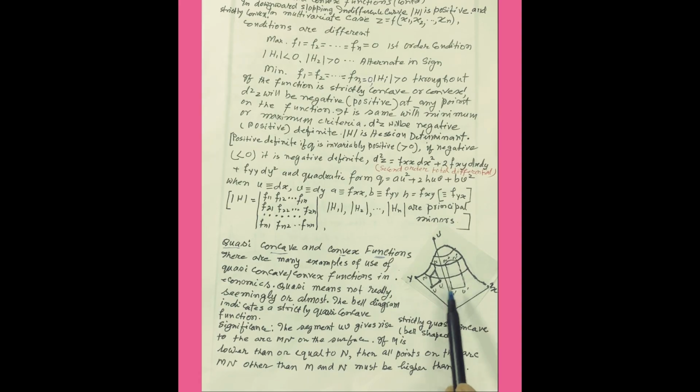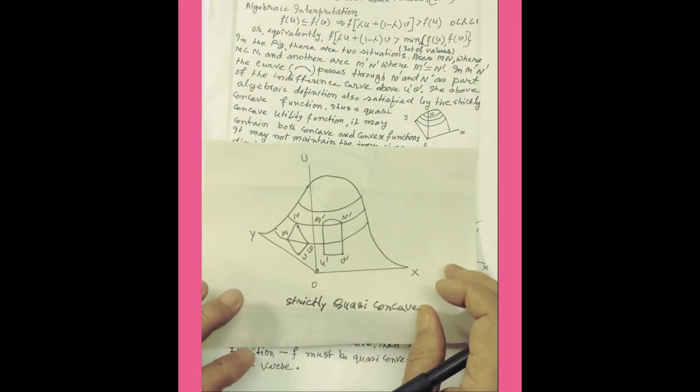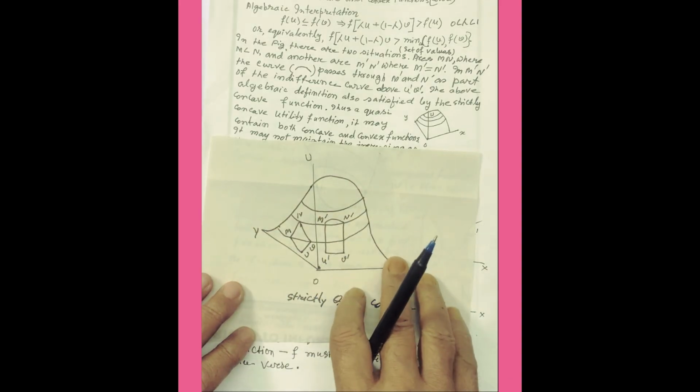That point must be higher than M. Any point in between M and N must be higher than M. Let us exemplify the diagram. Okay, this will be better.